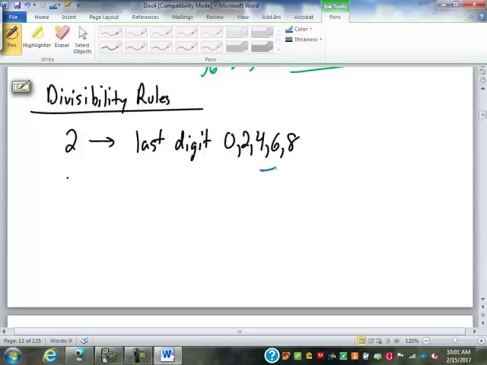So if I have 759,374, if I want to know if that's divisible by 2, all I care about is this last digit. It's a 4, that's even, so that whole number is divisible by 2.